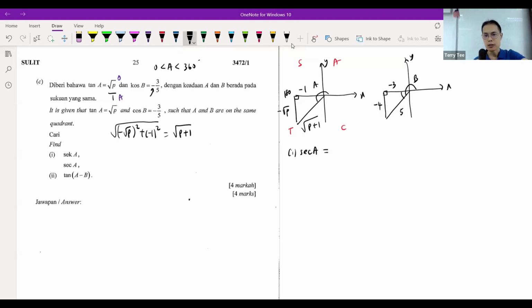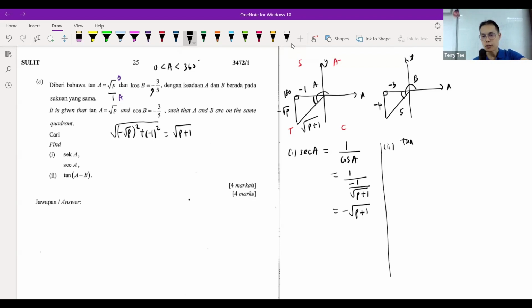Secant A, secant is 1 over cos. If you read cos from this triangle here, cos is a ratio of adjacent over hypotenuse. So if you flip this up, the answer is negative square root of P plus 1, right? You can write 1 plus P, square root of P plus 1, is the same. Okay, how about Roman 2?